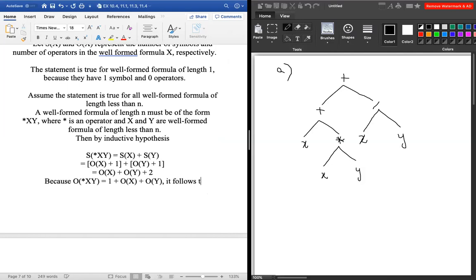it follows that S of multiply xy equals O of multiply xy plus 1. Okay, hence proved by mathematical induction.